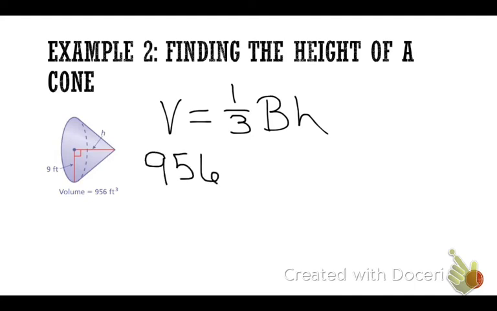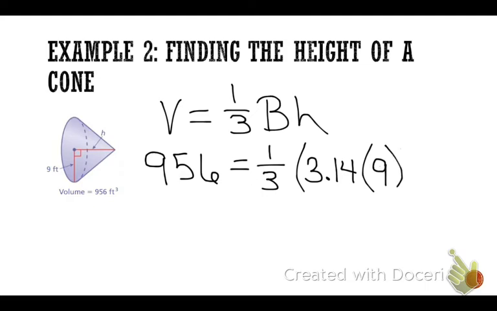956 equals 1/3 times 3.14 times what is my radius? 9 squared. If you want to just go ahead and say 81, you could do that. Times what is the height? I do not know it. I don't know it. All right.